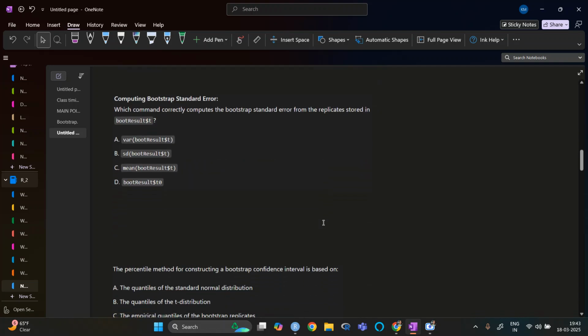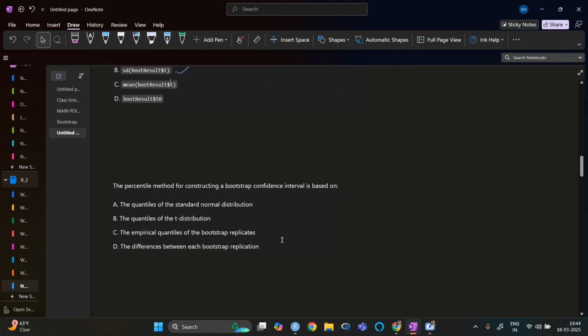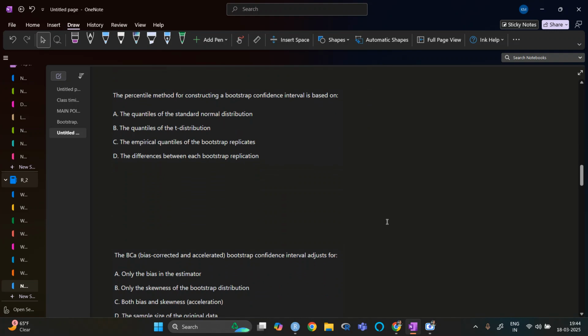The next one is computing the bootstrap standard error. How do we calculate the bootstrap standard error? The standard error is the SD of boot result dollar T. Yes. The next one is the percentile method for constructing a bootstrap confidence interval is based on.